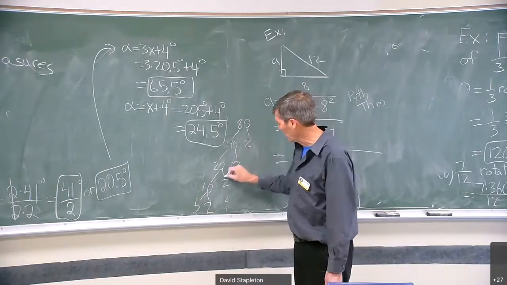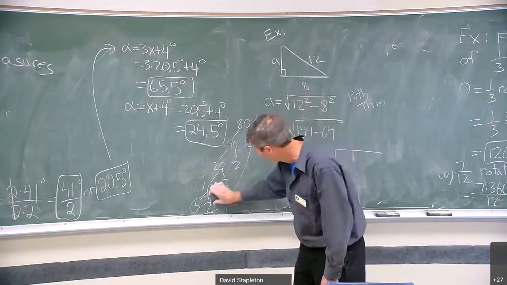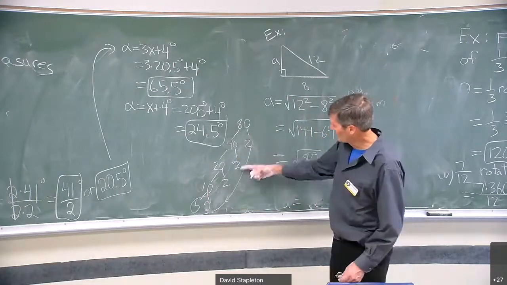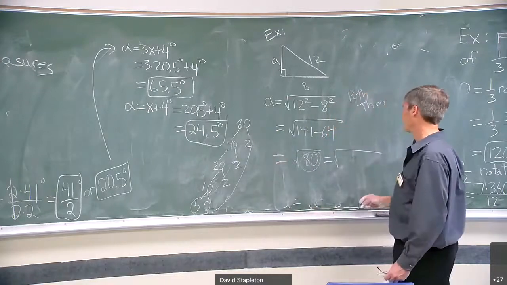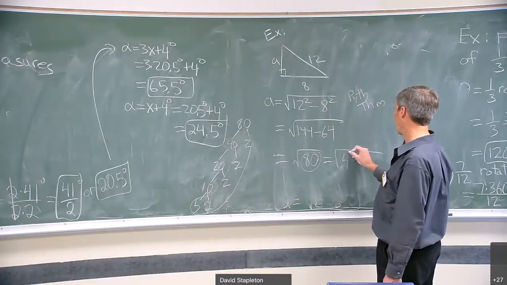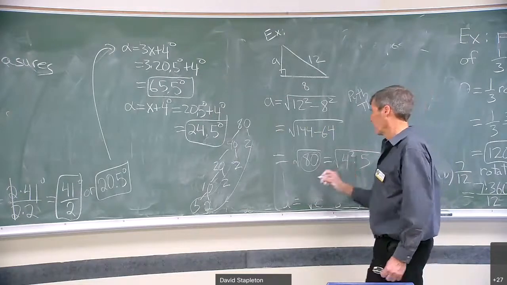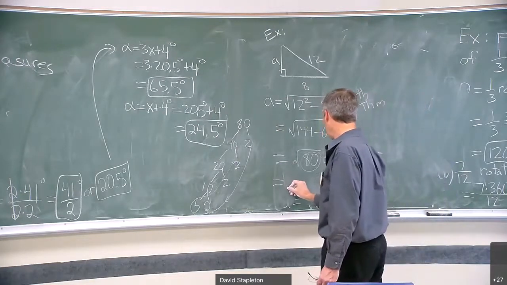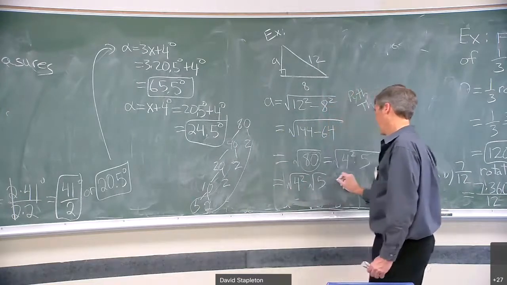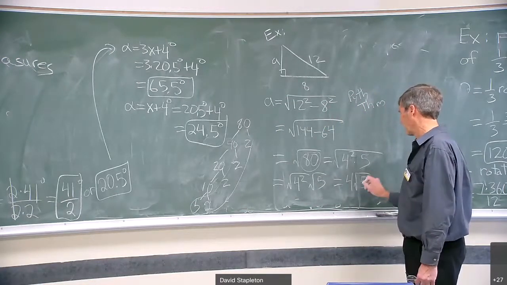So you come down here and you say, this is the way 80 factors, 2 times 2 times 2 times 2 times 5. So there's actually 4 2's in here. I could call that 2 to the 4th or 4 squared times 5. And I'll say, well, the square root of the product of non-negative numbers is the product of the square roots. And square root of 4 squared is just 4, and I wind up with 4 square root of 5.